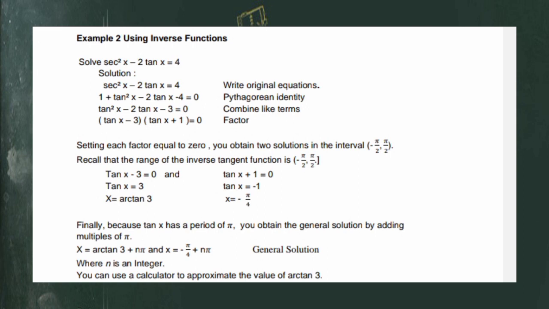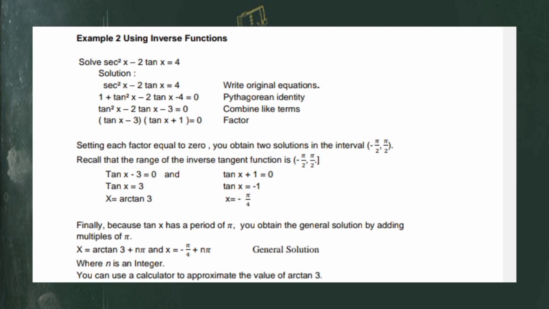Then factor: tan x minus 3, then tan x plus 1 equals 0. Setting each factor equal to 0, you obtain two solutions in the interval negative pi over 2 and pi over 2. Recall that the range of the inverse tangent function is negative pi over 2 and positive pi over 2. So tan x minus 3 equals 0 and tan x plus 1 equals 0. So tan x equals 3, then tan x equals negative 1. So x is arctan 3, and then x equals negative pi over 4.